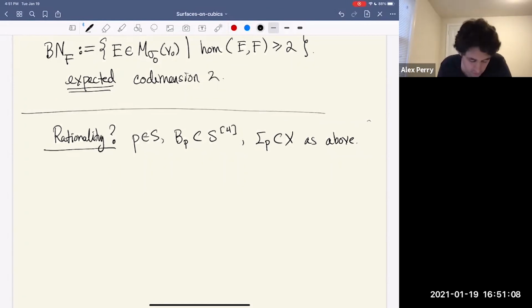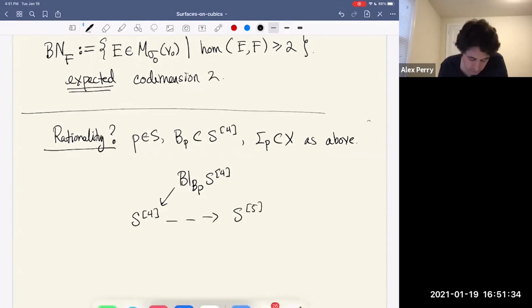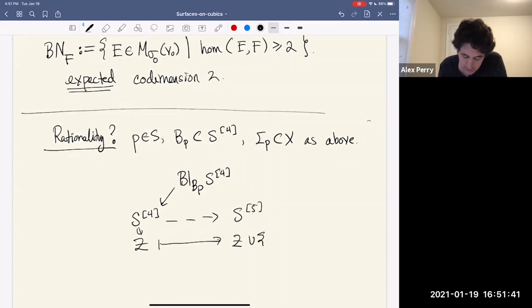And one way to think about that is as follows. We have this Hilbert scheme, S^[4], and instead of the blowup of X in sigma_P, you could consider the blowup in B_P of S^[4]. And what rational map gets resolved by this blowup? Well, it's the following very natural map. There's a map from S^[4] to S^[5], which takes a length 4 subscheme and just adds on this point P. And the locus that you need to blow up to make that rational map regular is exactly the locus of Z which contain P. So you get a diagram like this.